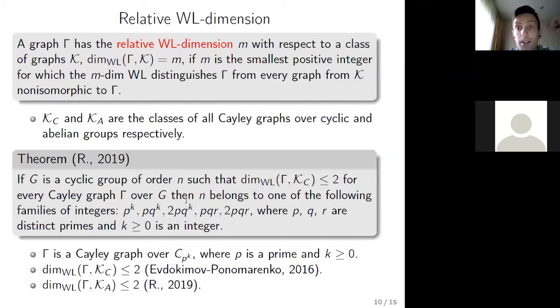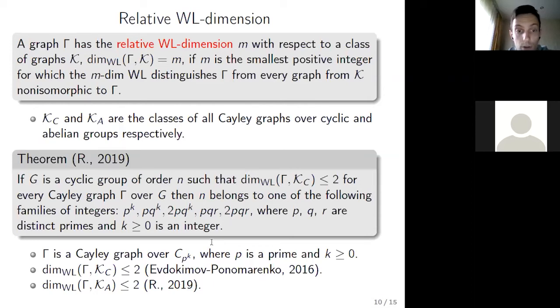And this Cayley graph has Weisfeiler-Leman dimension at least 3. But maybe it is a more difficult task to check that for a given cyclic group, this property indeed holds.